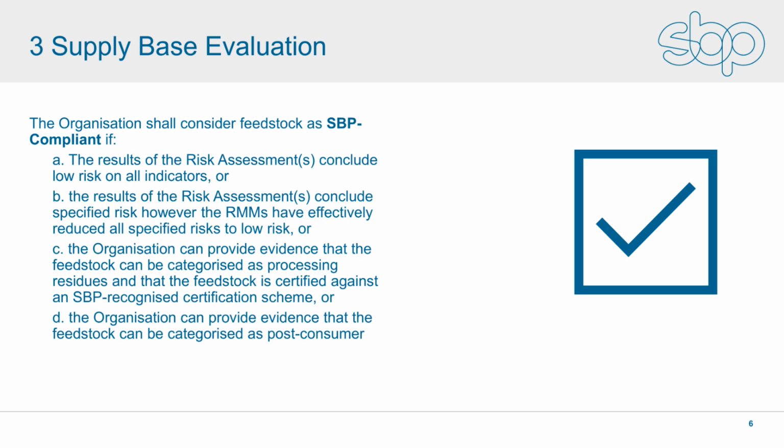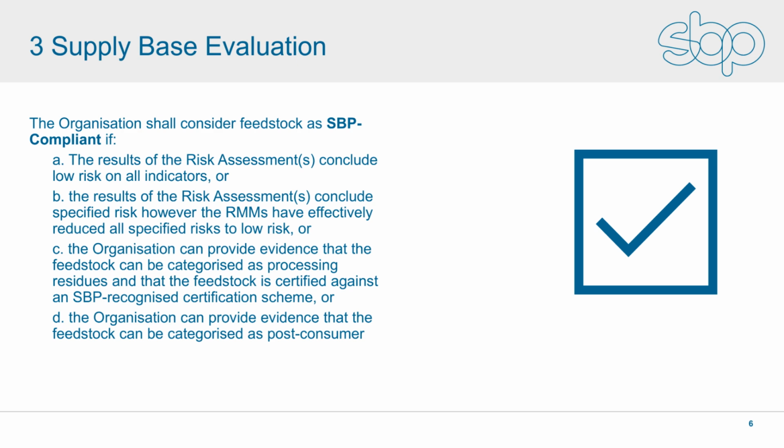The risk assessment concludes low risk on all indicators. This is the simplest case. Whether the organization uses a regional risk assessment, an RRA published by SBP, or its own company risk assessment, a CRA, if every indicator comes out as low risk, the feedstock is compliant and no further mitigation is required.